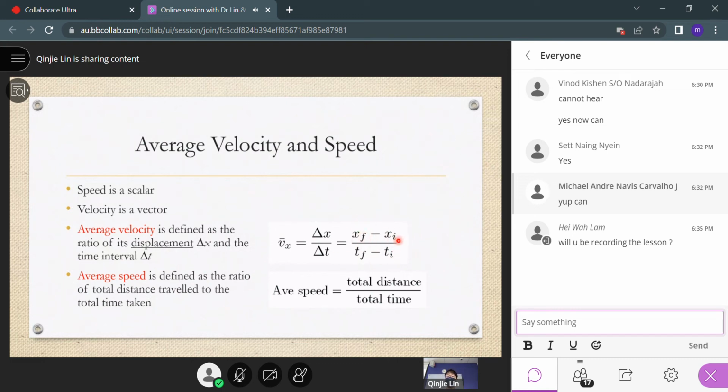So for average, you will just do this. Then average speed, right? Instead of displacement, you will just take distance. Okay, so average speed, you take total distance divided by total time.